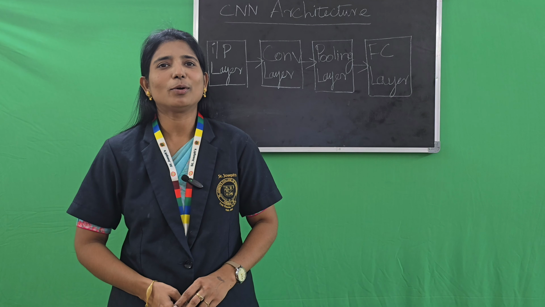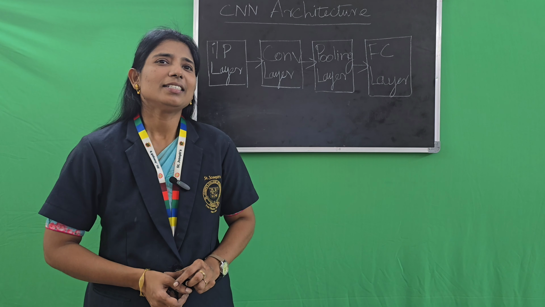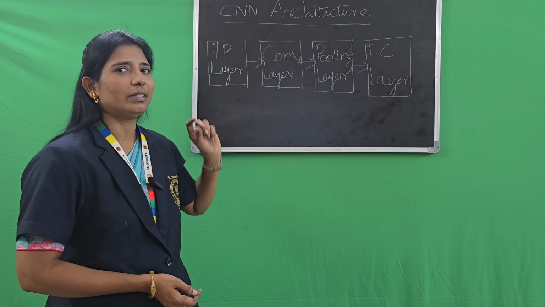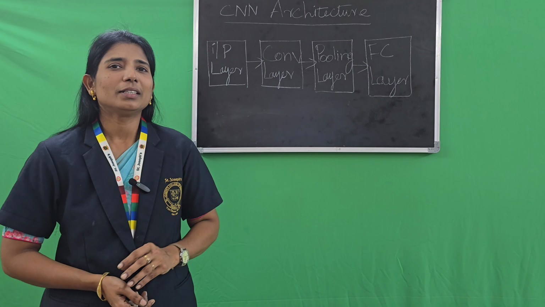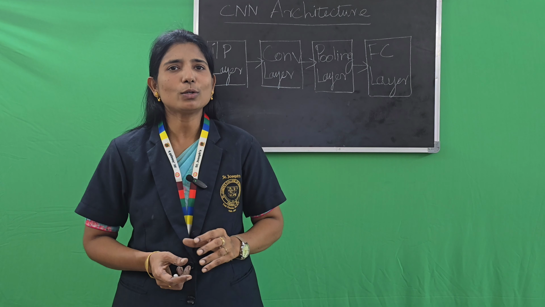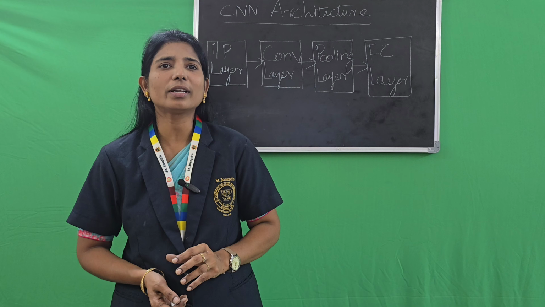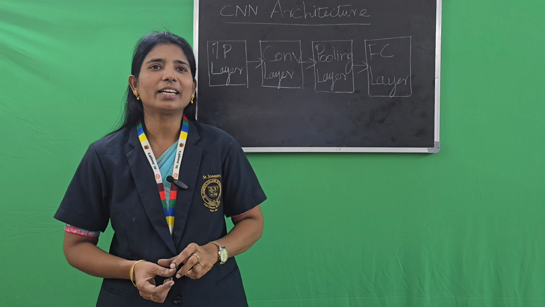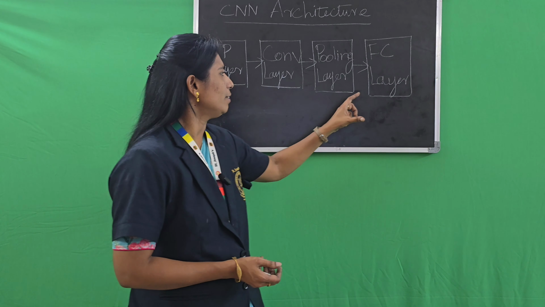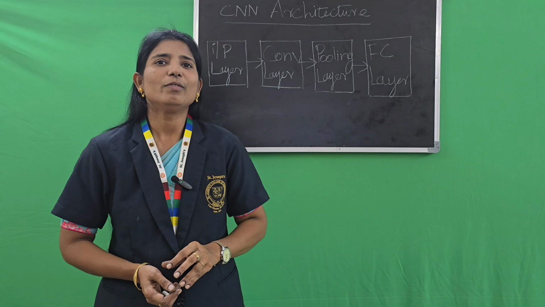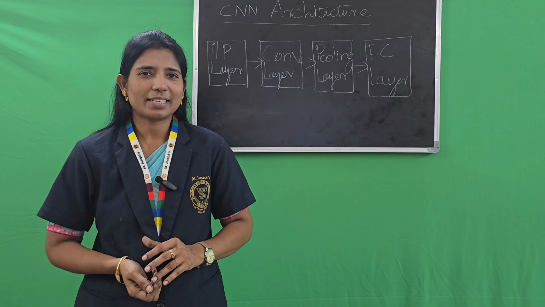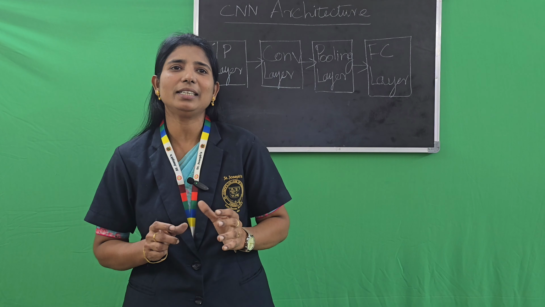Now I am going to explain about the simple CNN architecture. CNNs are made up of many different layers. These layers include the input layer where the image goes in, then convolution layer which looks for patterns like edges or shapes. Then we have pooling layer which makes the image smaller and easier to handle. Finally, we have fully connected layer which makes the final decision like recognizing if the image is a cat or a dog. Now let's discuss more about CNNs in detail.